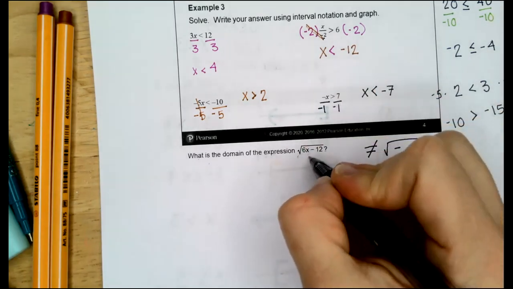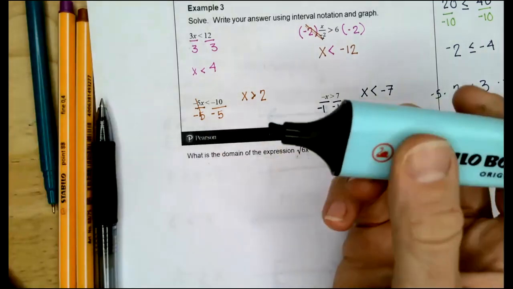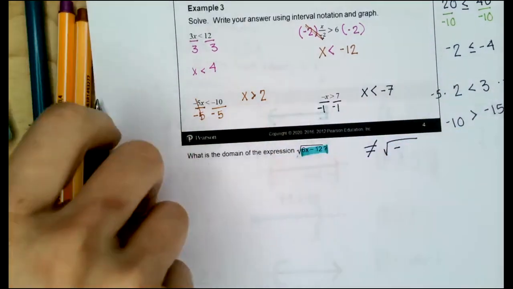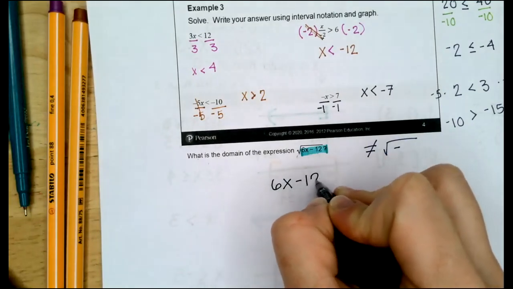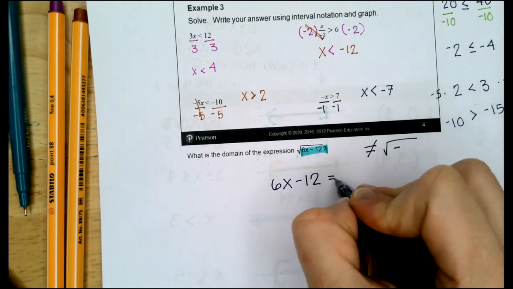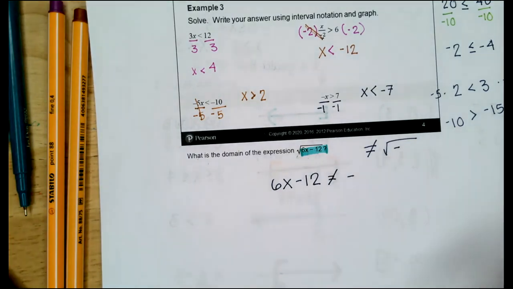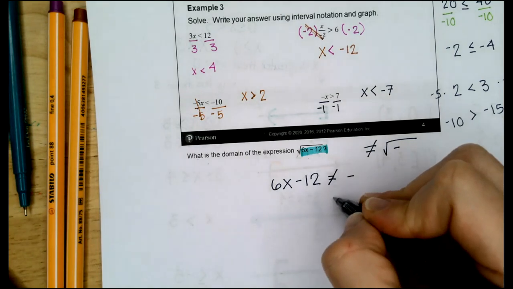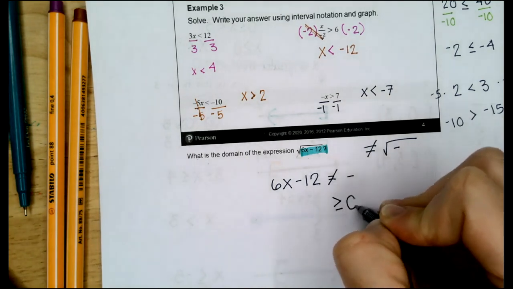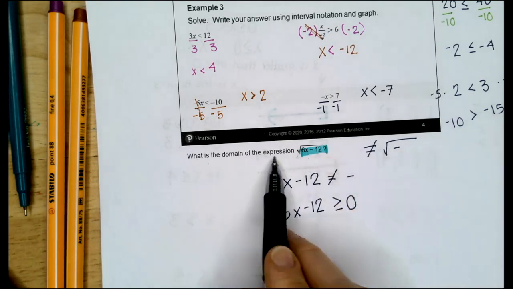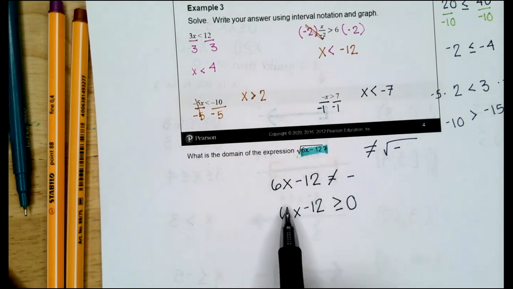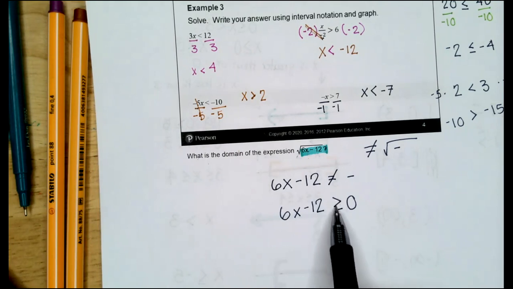So what you do is you take the information under the radical, you take this radicand, 6x minus 12, and you say, I don't care what this is, it can be anything, but it cannot be a negative number, right? What's another way to say it cannot be negative? It has to be greater than or equal to 0, okay? So anytime they're asking you, what is the domain, and you have something like this, what you do is you take everything under the radical and say it's greater than or equal to 0. It cannot be less than 0, right?